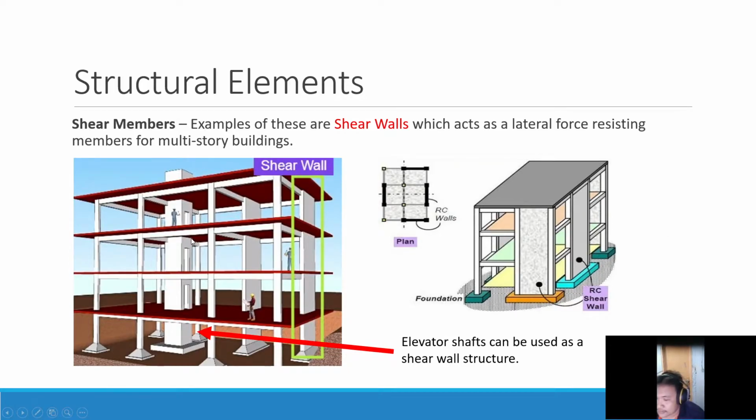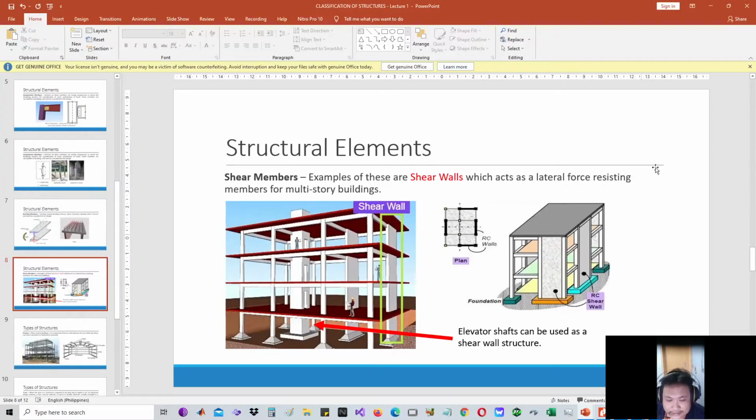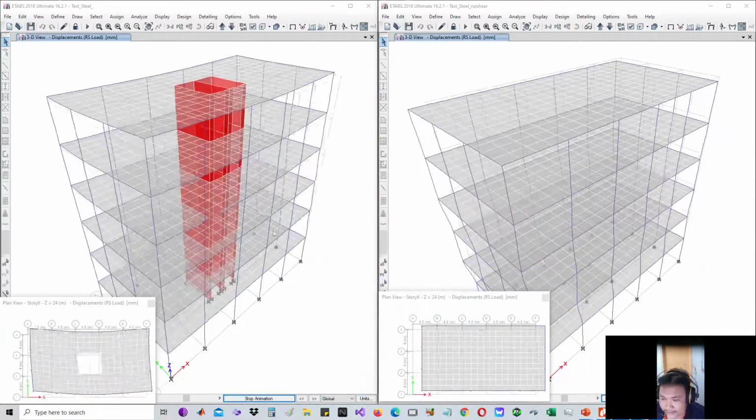That is why in most tall buildings, matataas na story, yung kanilang mga shear wall or elevator shafts are designed almost in the center of the building, kasi I will have an example later. Let's see kung ano yung counteract ng earthquake load, if meron tayong elevator shaft sa gitna ng building at saka wala. So let's see the examples here.